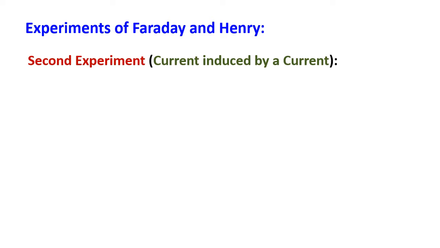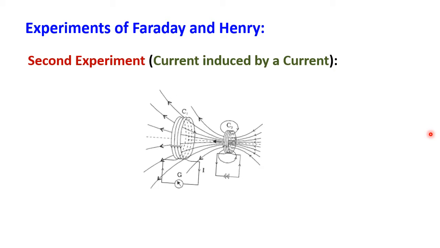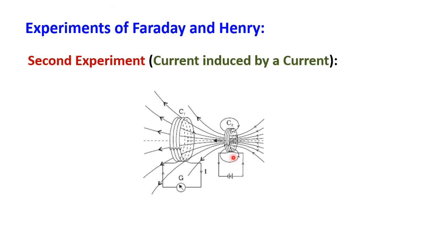Now the second experiment: current induced by a current. For that, observe the diagram. In the diagram, one coil is at rest and connected to the galvanometer. Then if you move another coil, which is connected to a battery, there is a current in it. The current-carrying coil produces a magnetic field, which we already learned according to Biot-Savart's law.